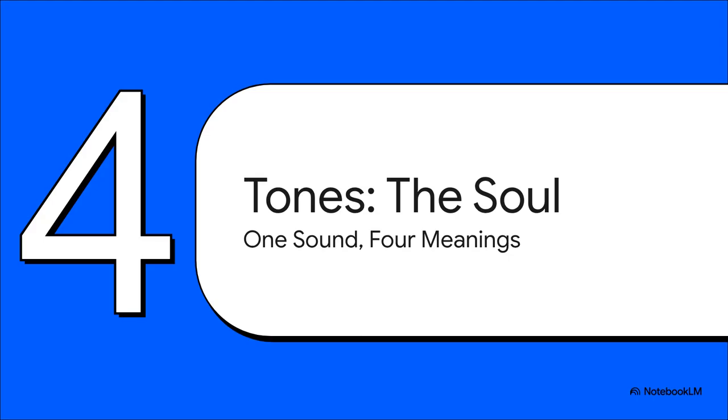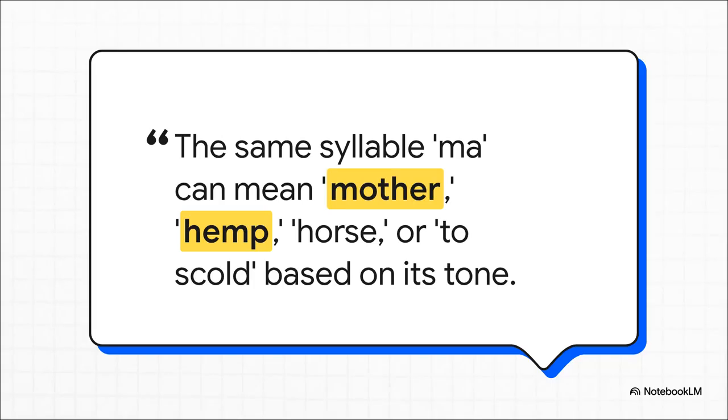Okay, we've got the head of the sound, the initial. We've got the body, the final. Now let's add the soul. Tones are what make Mandarin a tonal language, and it means that the pitch of your voice completely, and I mean completely, changes a word's meaning. And this, right here, is why tones are everything. You have to get this. The simple syllable ma can mean four totally different things just based on the pitch you use. Getting tones right isn't just about having a nice accent. It's about being understood at all.